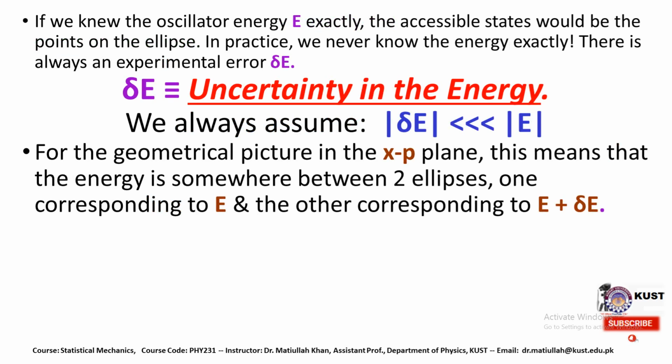If you know the oscillator energy exactly, the accessible states would be points on the ellipse. In reality, we never know the energy exactly. That limitation comes from the uncertainty principle: if you are finding the energy and the position of a particle, there is uncertainty in each of them. We cannot measure both things simultaneously, so there should be uncertainty in the energy.